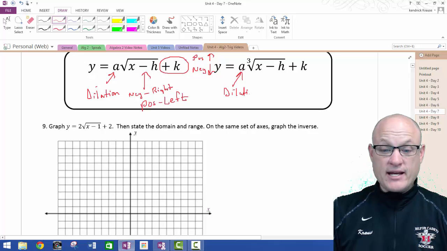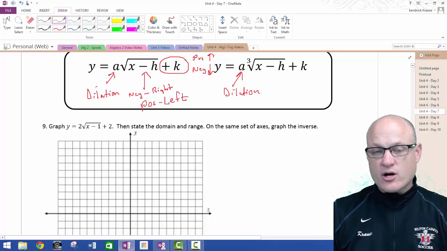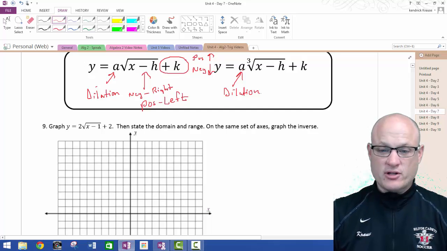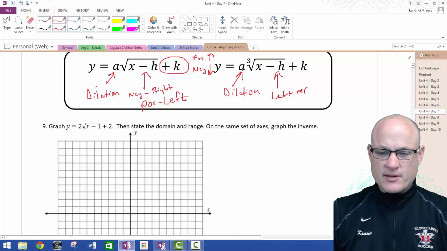Now, if it's negative, and I haven't talked about that here, we also have a reflection. So instead of it going its regular direction, it's going to flip upside down. Again, this will be a shift left or right. Left if it's positive. I want to make sure I wrote it right. And right if it's negative.